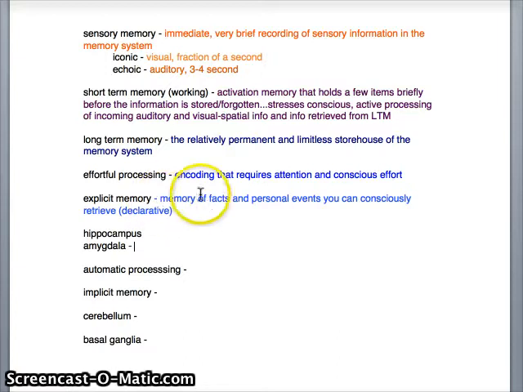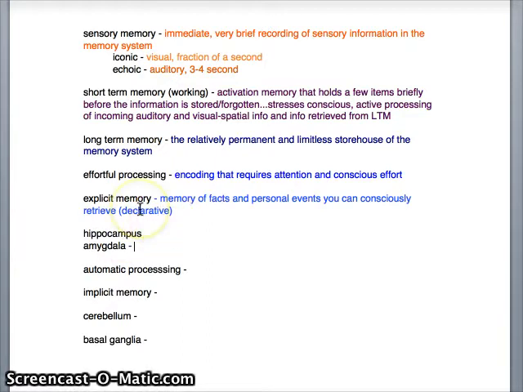Explicit memories are memories of facts and personal events that you consciously retrieve, declarative. So if you are doing effortful processing, the vast majority of those are going to be explicit memories. Some of them are facts. Remembering the definition of explicit memory is an explicit memory. Some of them are going to be more personal events. If you remember your 18th birthday, that is also an explicit memory.